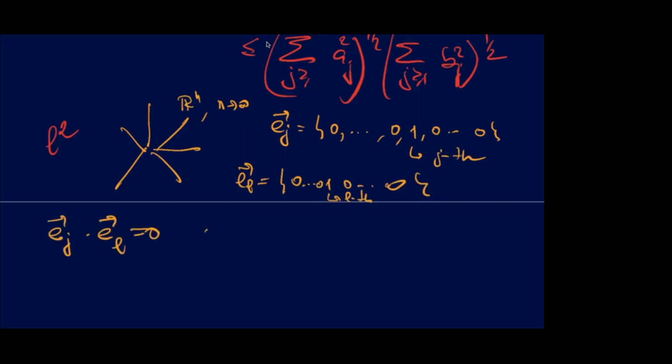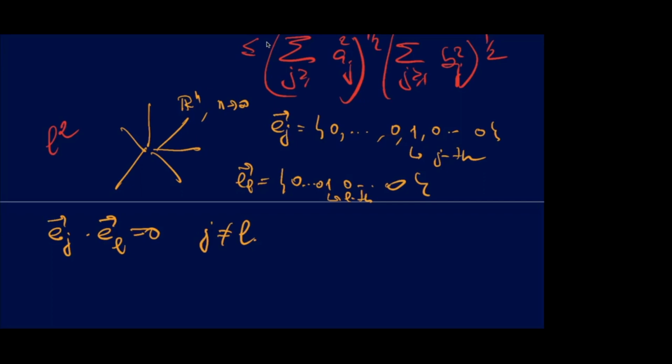0 when j is different from l, right? Why? Because I have to multiply these vectors component-wise. So 0 goes with 0, and then the only chance in which I could get something different from 0 will be that the one here is sitting in the same location, in the same index as the one here, right? As soon as j is different from l, they are mutually orthogonal. So this is a Hilbert space, and it's infinite dimensional because I have infinitely many vectors that are mutually orthogonal, right?